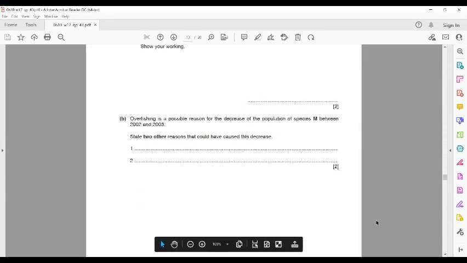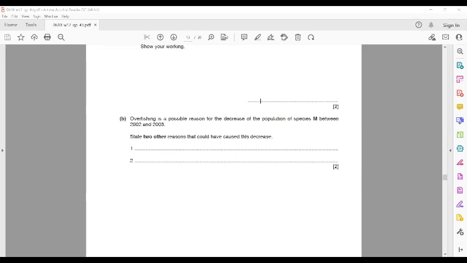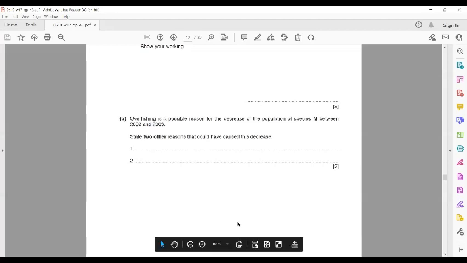Overfishing is a possible reason for the decrease of the population of species M between 2002 and 2003. State two other reasons that could have caused this decrease. There is a lack of food, maybe migration, maybe there is introduction of pollution or any kind of environmental changes or introduction of new species. So any of them that you write here is correct. Introduction of the new species, migration, pollution, introduction of pollution into the water, or any kind of environmental changes.